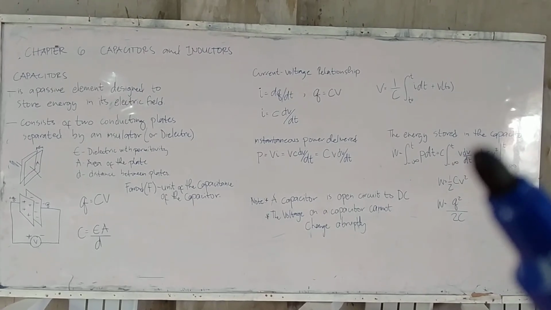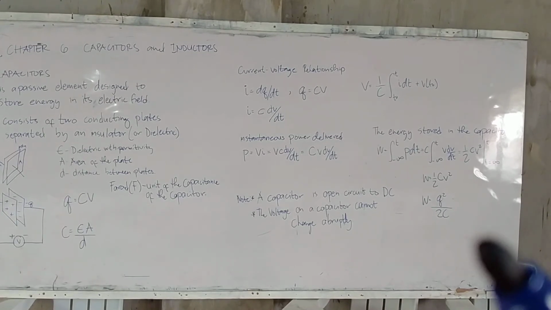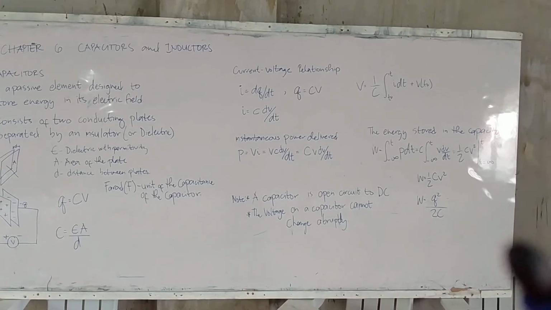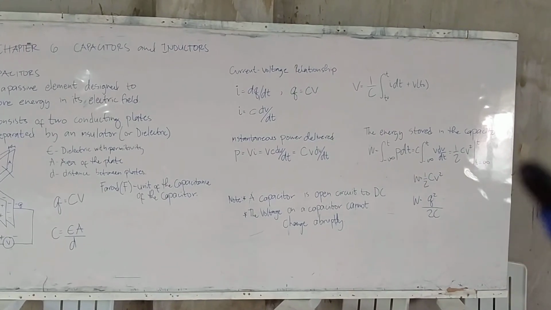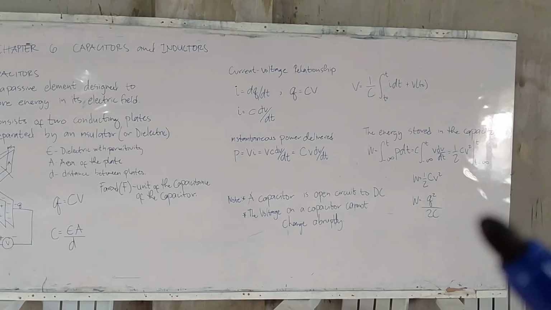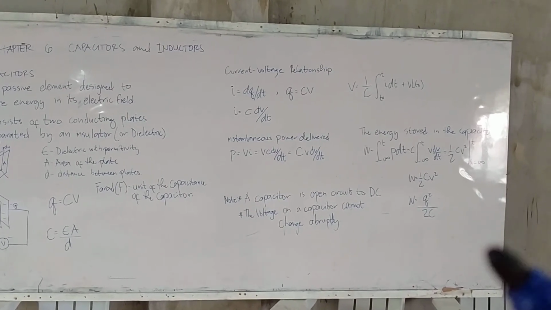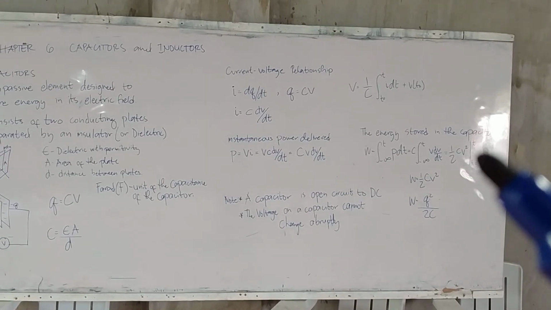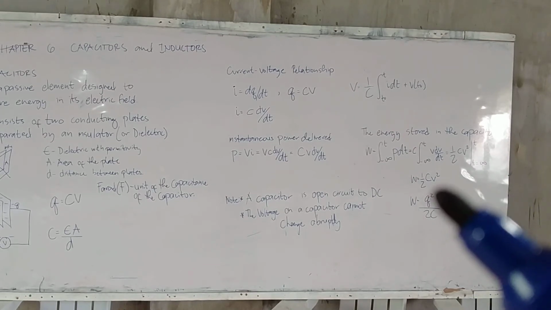The integration of v dv gives us v squared over 2, from negative infinity to t. For your information, the voltage of the capacitor at negative infinity is 0. Why? At that time, our capacitor is uncharged. So the voltage at that time t is simply v. We now have energy is equal to 1/2 CV squared.